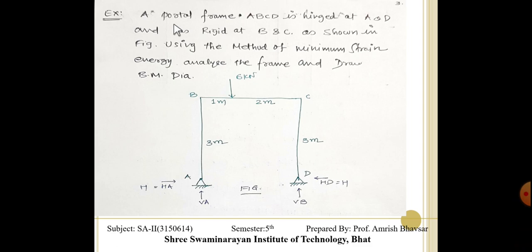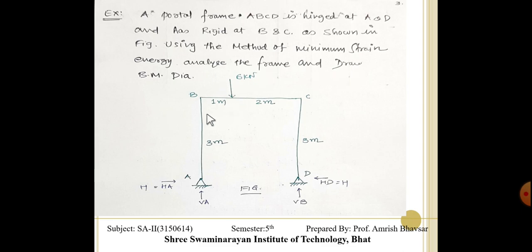Now in the next case, we are going to take a portal frame with 2 columns. A portal frame ABCD is hinged at A and D and has rigid joints at B and C, as shown in the figure. Here these two supports are hinges and B and C are rigid joints. Using the method of minimum strain energy, that is Castigliano's second theorem, analyze the frame and draw the bending moment diagram.